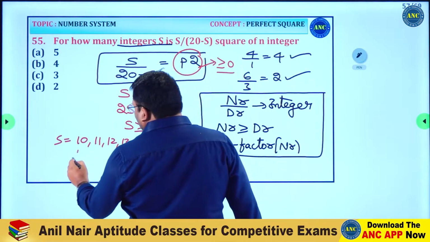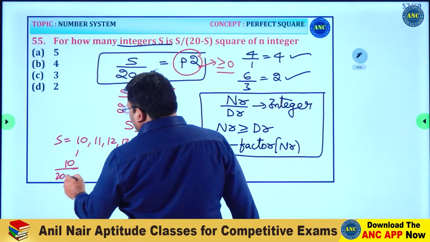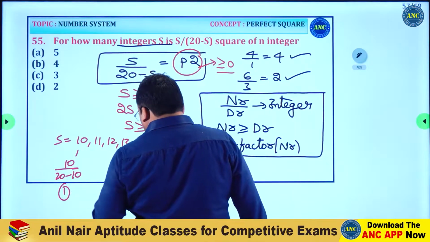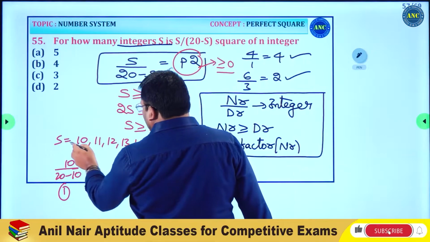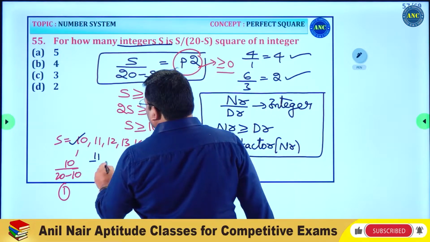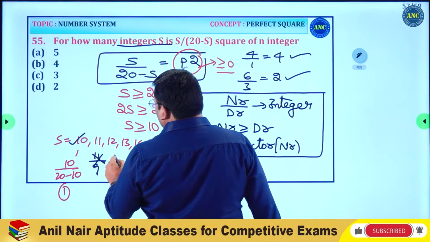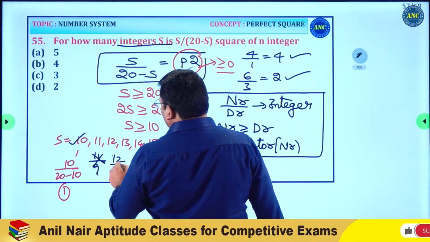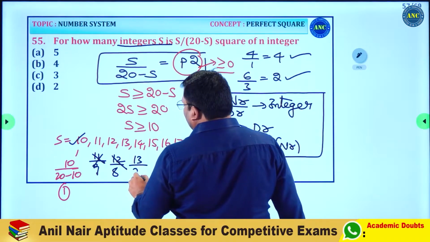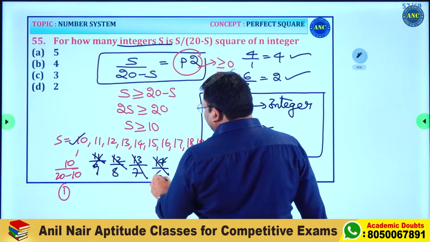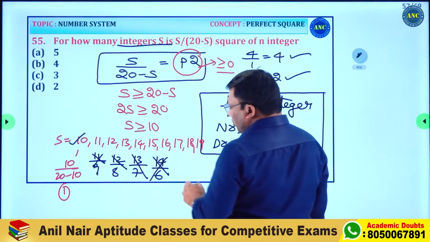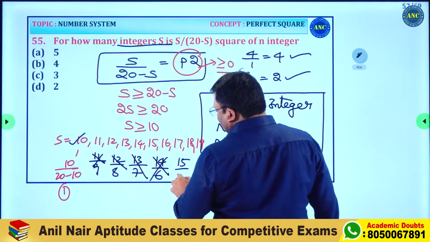So this will be 10 by 20 minus 10, 10 by 10, 1, it is an integer. It is right. 11 by 20 minus 11, no. 12 by 8, no. 13 by 20 minus 13, no. 14 by 6, 6 is not a factor of 14, no. 15 by 5, 3. Yes.